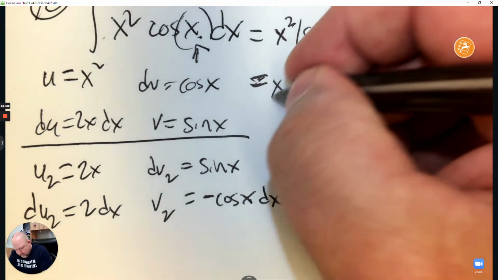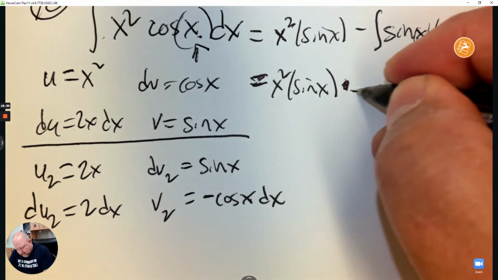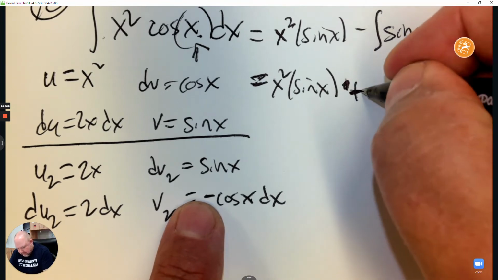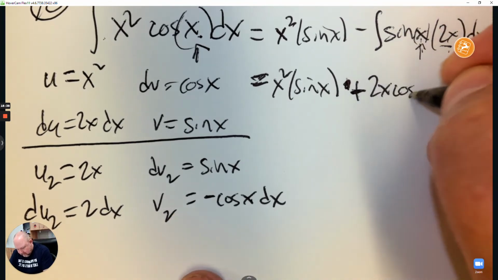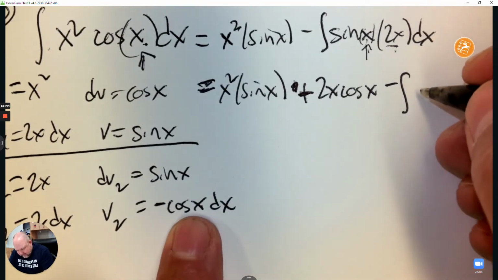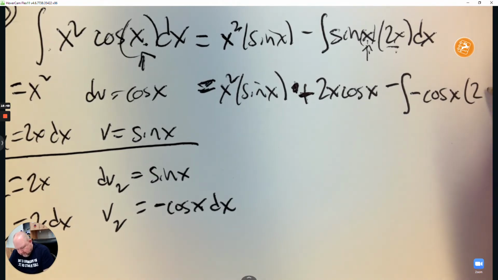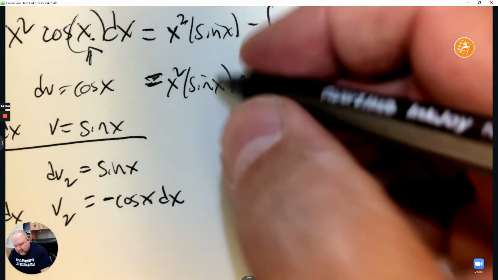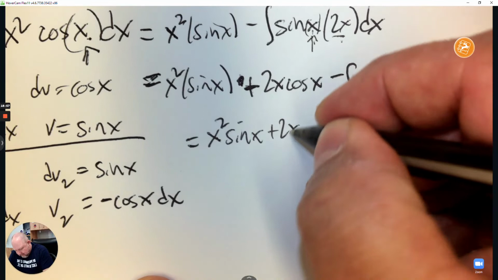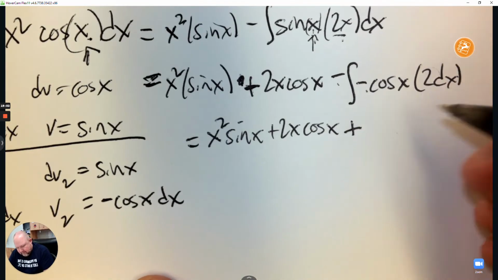Come back here again. We have x squared sine x minus u times v. So a negative times a negative will make this positive. And that's 2x cosine x. And then subtract v du. So that's negative cosine again. So I'll clean that up in a second. And then we have 2 dx. All right. So let's clean this up a little. I have x squared sine x. I have 2x cosine x. And negative times a negative is positive. And we're going to put that 2 in front too.